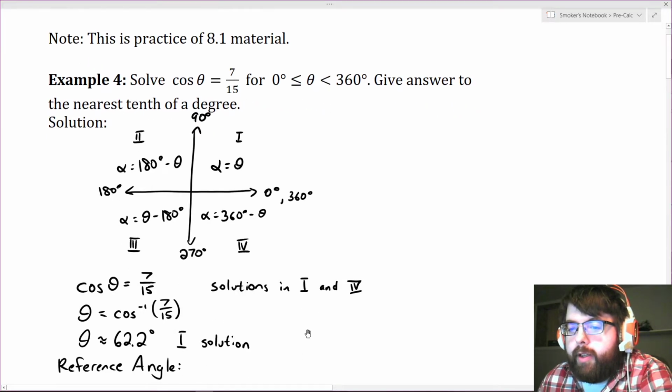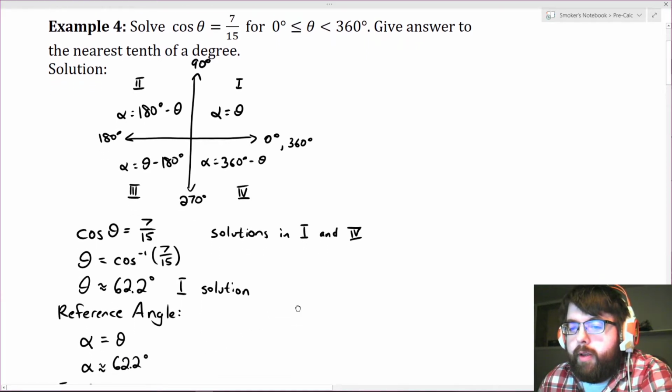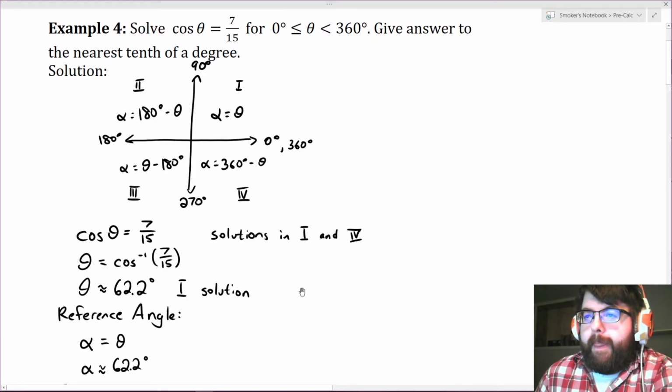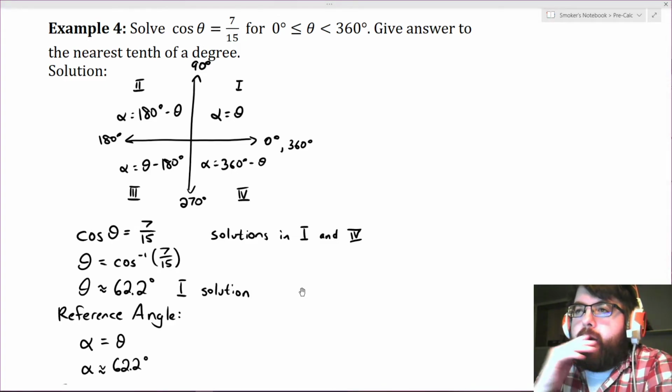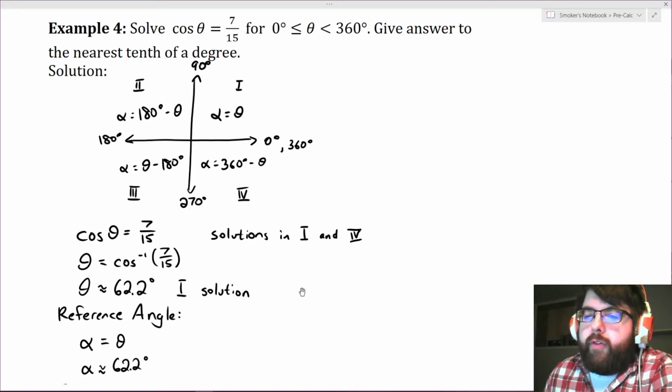That is convenient because our formula for reference angle from a first quadrant solution is alpha is equal to theta. So I want you to always identify the reference angle clearly. It's very convenient that we have a first quadrant solution because our reference angle will be the same as our first quadrant solution. And just to recap what the reference angle is: the way this works is cosine will go through every value, the ratio of cosine, 7/15.